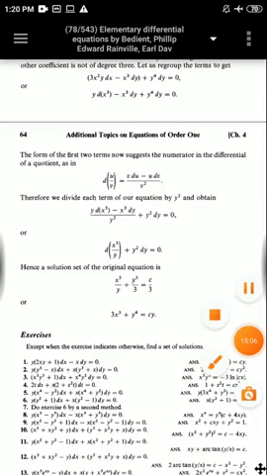Okay, so let us stop here and we will see the remaining part in the next lecture.